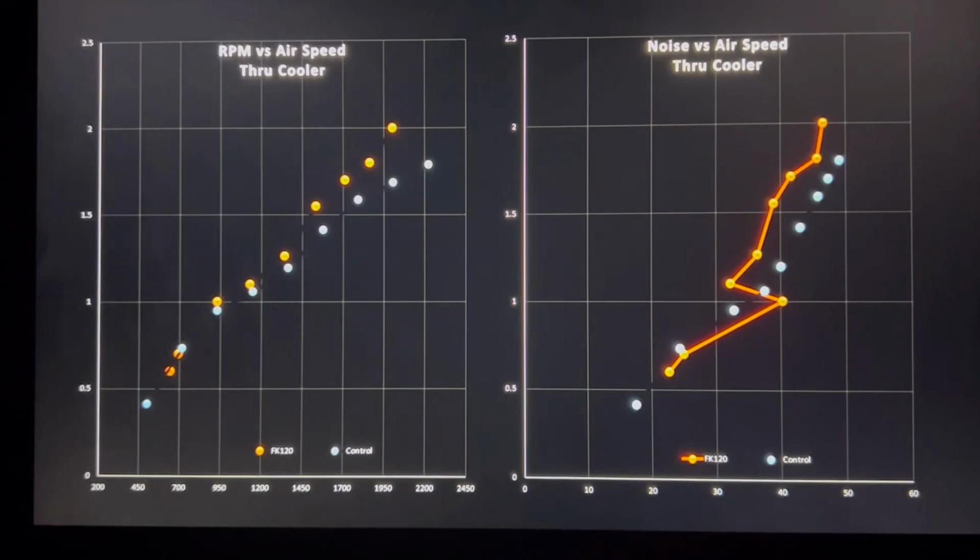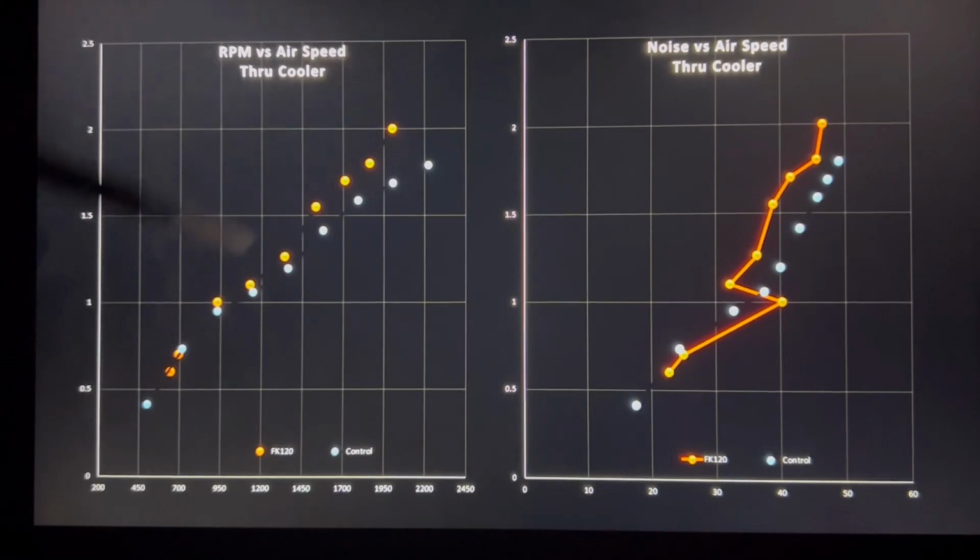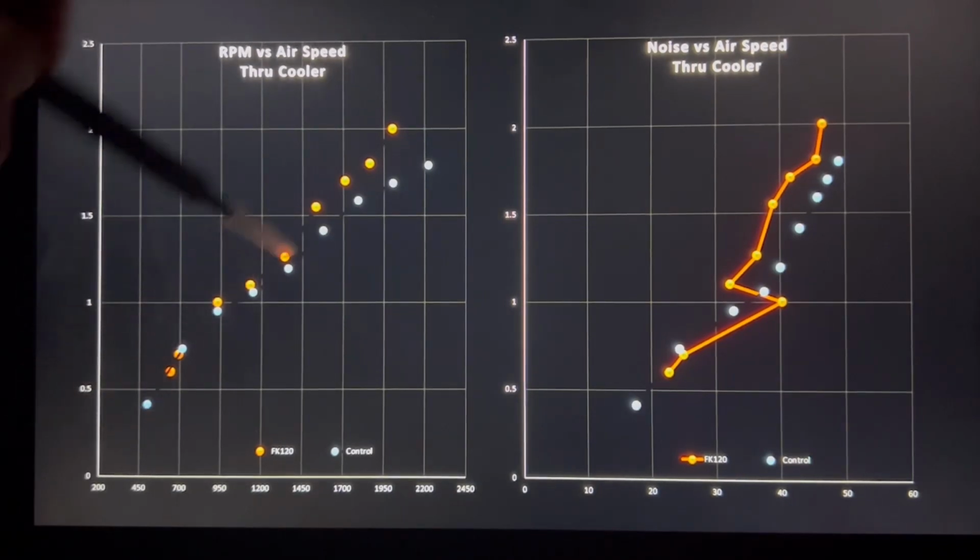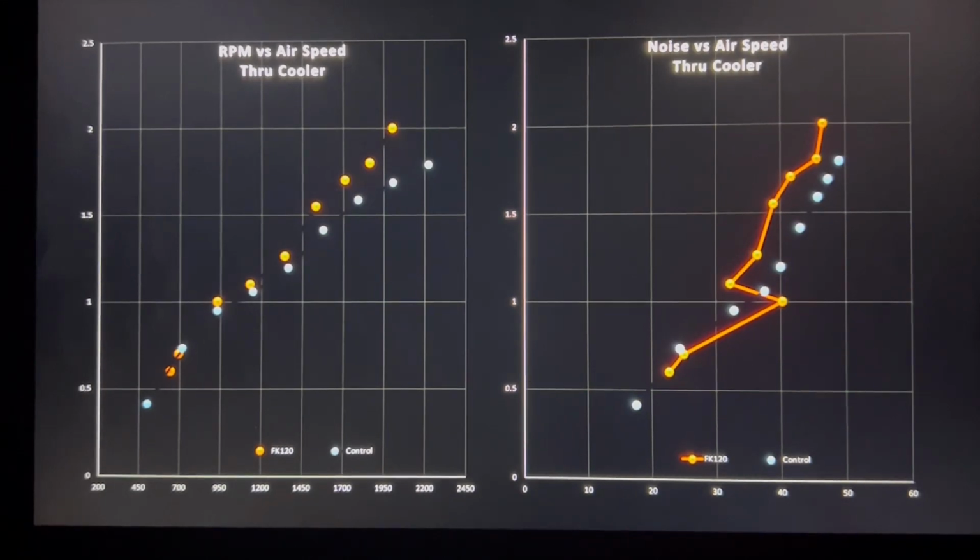So, what can we use this data for? Well, on the left one, basically this is raw performance data for how good is the fan. How well do the blades do their job at pushing air? Well, we can see on the graph, they do a very good job. They follow the control and beat it by a little bit as we reach the higher RPMs, which is very interesting.